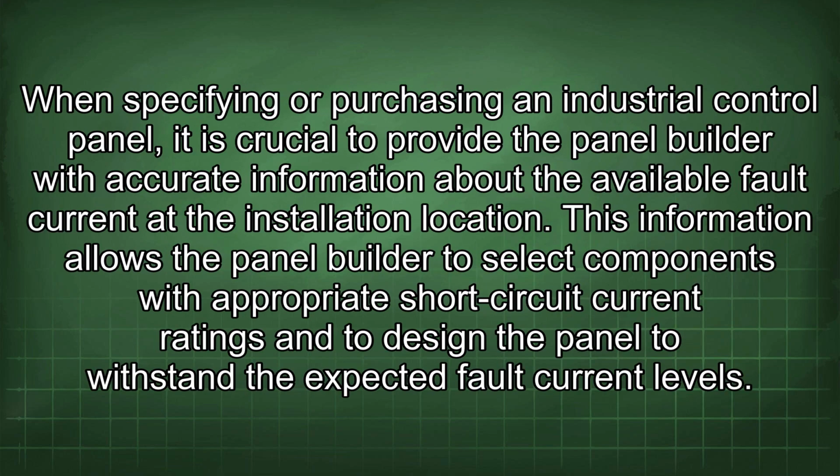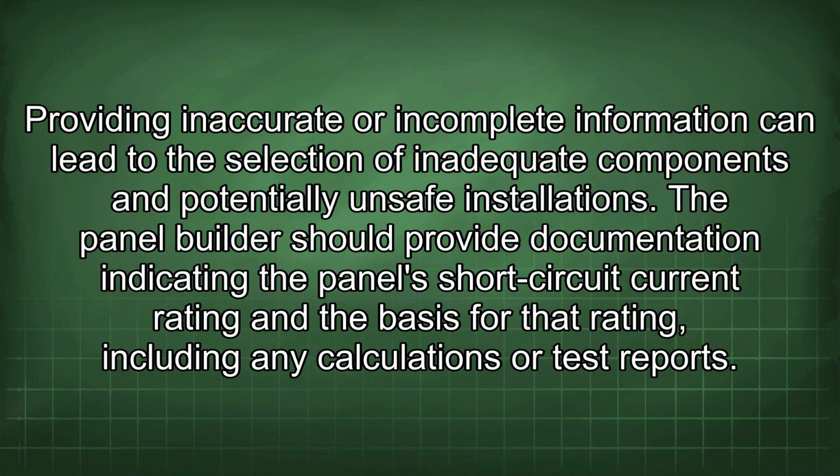When specifying or purchasing an industrial control panel, it is crucial to provide the panel builder with accurate information about the available fault current at the installation location. This information allows the panel builder to select components with appropriate short-circuit current ratings and to design the panel to withstand the expected fault current levels. Providing inaccurate or incomplete information can lead to the selection of inadequate components and potentially unsafe installations.